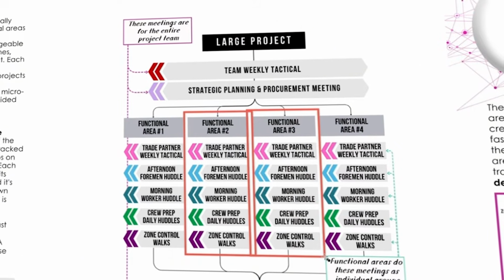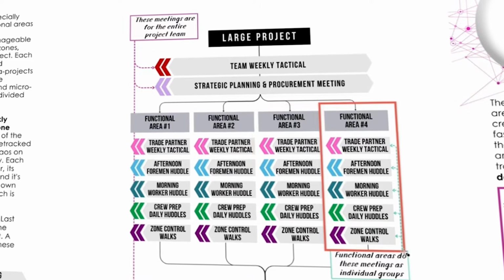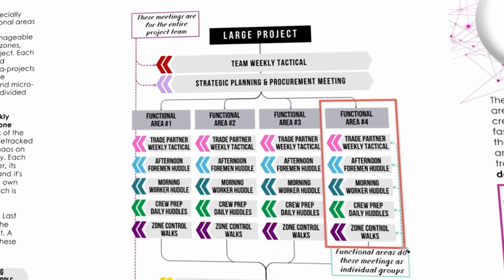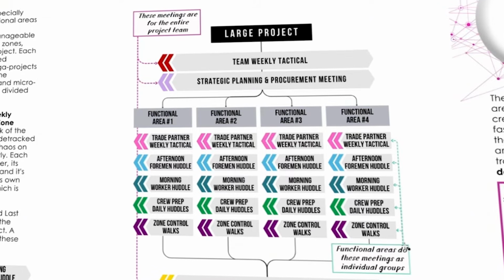You cannot take a $1 billion project and have just one trade partner weekly tactical or afternoon and morning huddle or crew pep huddles or zone walks. You will burn out, you will stop talking about the right things, and you will literally spiral the project into chaos. On big jobs, the message is a $1 billion project is nothing more than 4 to 10 smaller projects with their own autonomous teams and format. We've got to start doing that. Okay, that's just a little sidebar here for us.